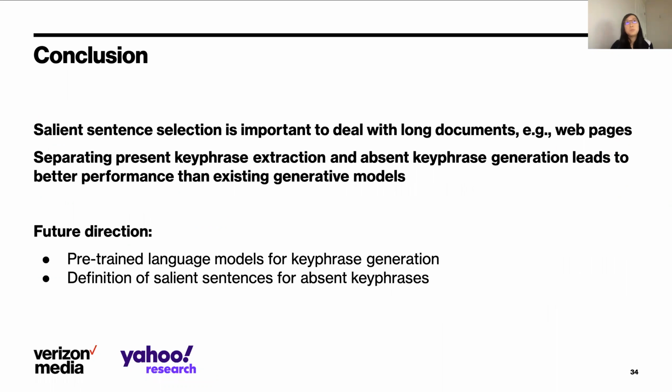So to conclude about this work, we propose to use salient sentence selection to deal with long documents. We find it very important and very helpful for long documents such as a web page. And also we separate the present key phrase extraction and absent key phrase generation tasks into two subtasks. We find that by doing this, it helps with the performance and can beat the baseline that purely relies on generative models.